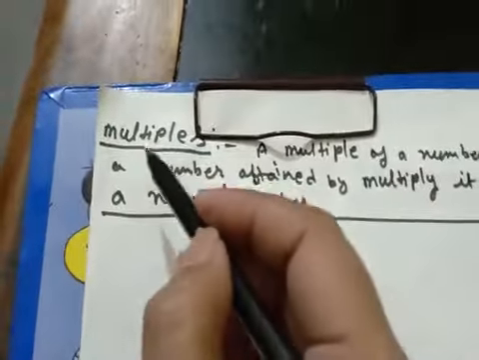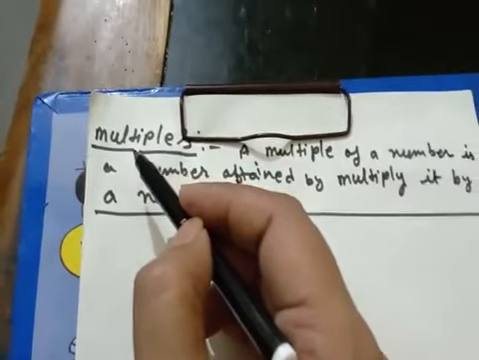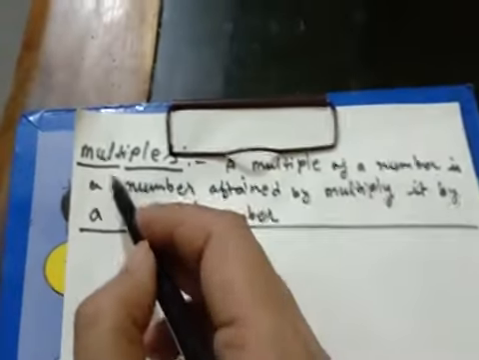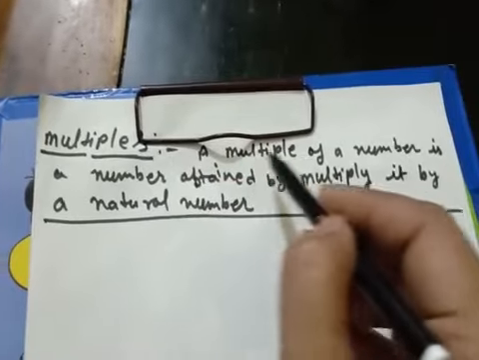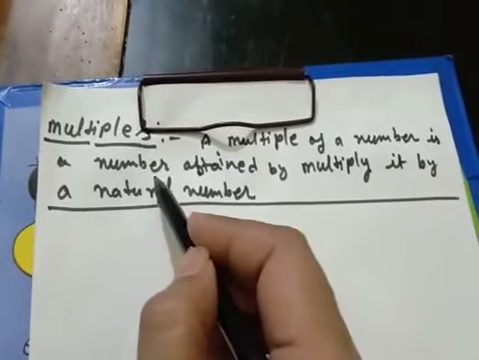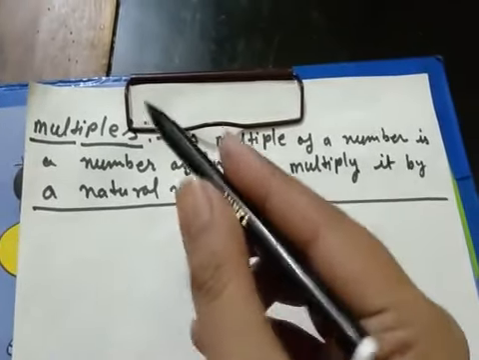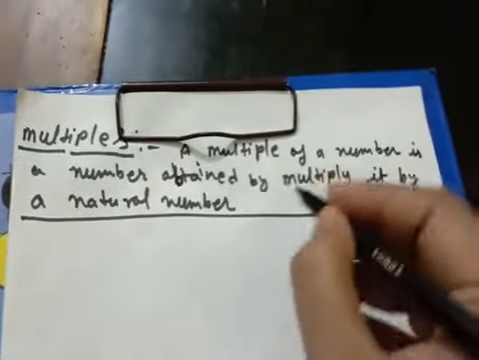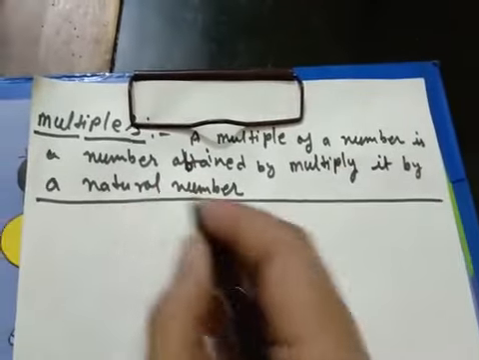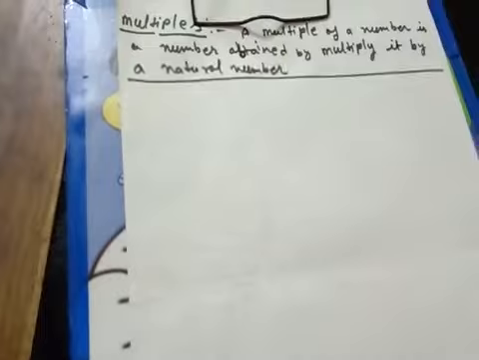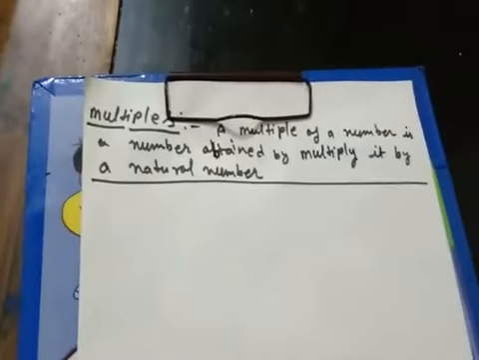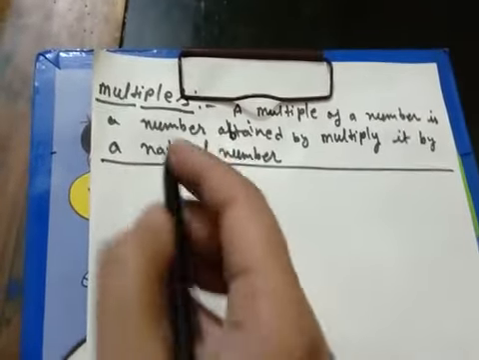Again, you can see in this topic we are going to understand what are multiples. A multiple of a number is a number obtained by multiplying it by a natural number. We shall take some examples so that it can be clear.